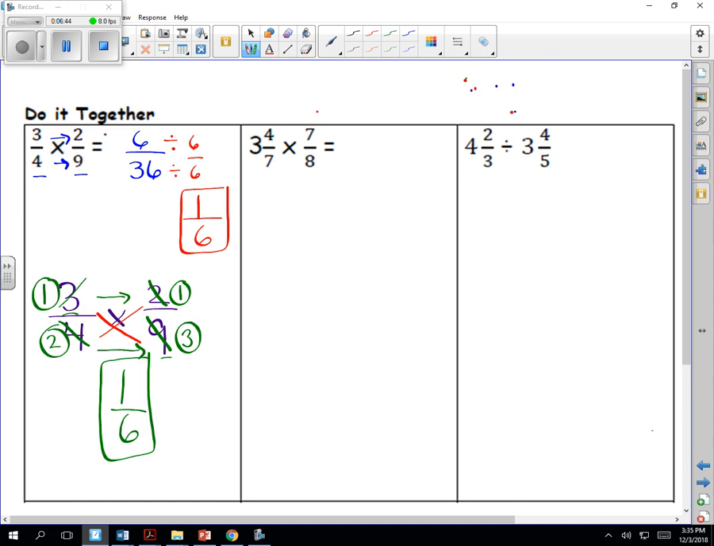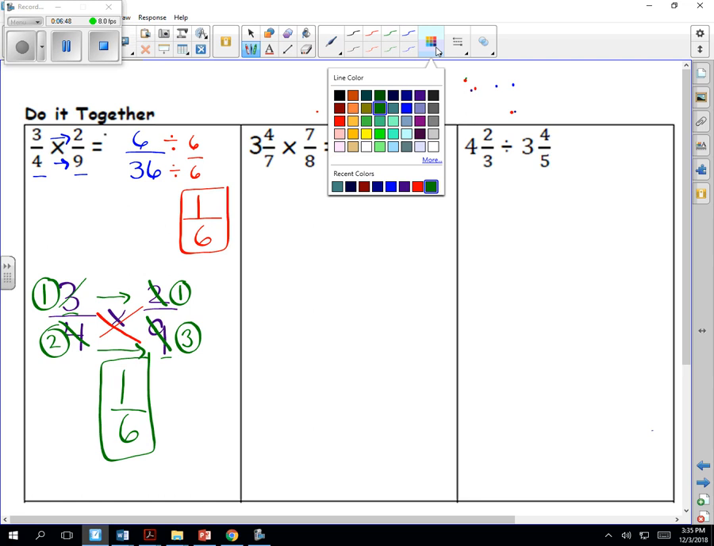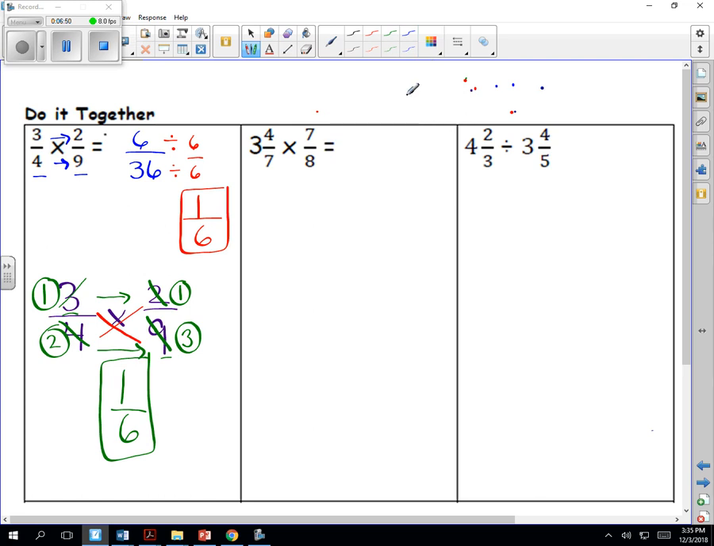Let's look at the second problem. If you'll notice, the first part of our number is a mixed number. So what's step 1? Yes, we have to change that to an improper fraction. So 3 times 7 is 21, plus 4 is 25/7, times, and we already have a proper fraction of 7/8.